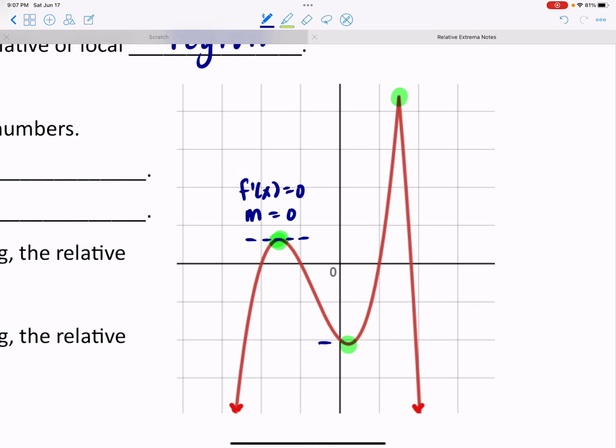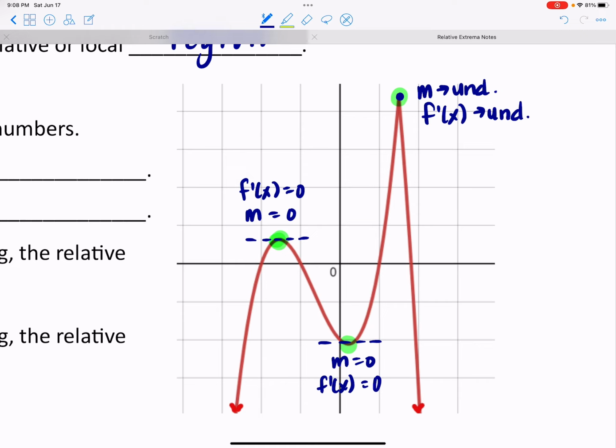Same thing's happening here. We would have a slope of 0. That means f prime of x would be equal to 0, and I'm just assuming this function's called f of x. And then up here, we don't have a defined slope at this spike in the graph, so our slope would be undefined, which means our derivative would be undefined. And those are precisely what we defined as our critical numbers. So the critical numbers are where the derivative is 0 or undefined.